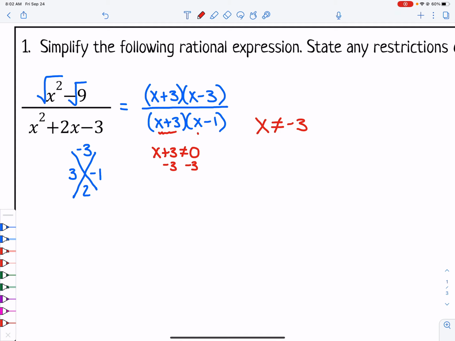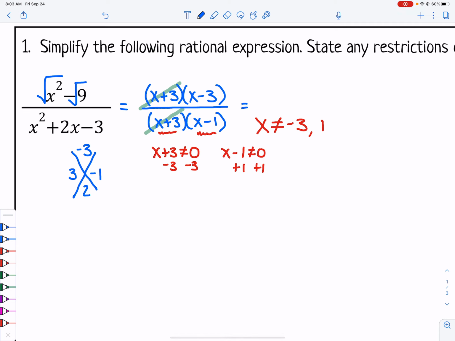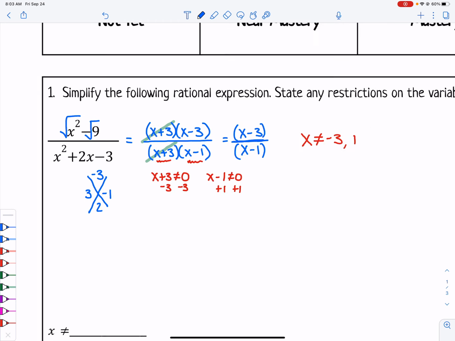And then you also have x minus 1 as another factor in the denominator. So x minus 1 cannot equal 0. And if you solve that little equation, you see that you would have a restriction at 1, because that would make x minus 1 equal 0. Now, let's cancel things that match at the top and the bottom in the numerator and the denominator. And then let's bring over what's left. So our simplified form, I'm going to scoot these restrictions over a little bit to write my simplified form, which is just x minus 3 over x minus 1. You can write those parentheses, but you don't have to write them. Either way is fine. And then you have your restrictions. And that would be it for number 1.